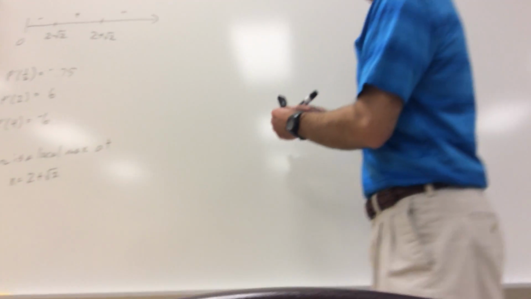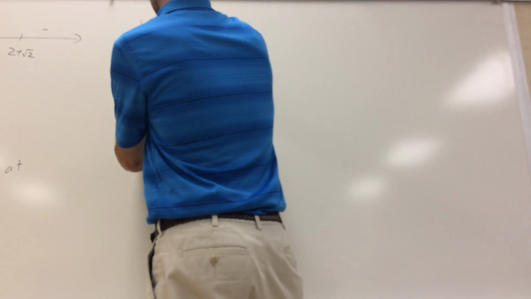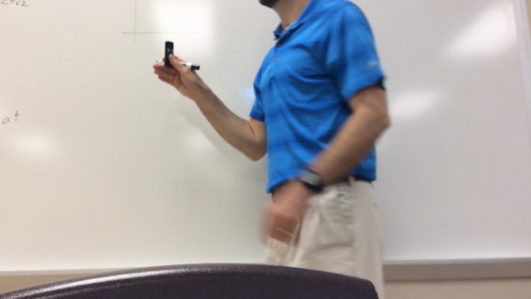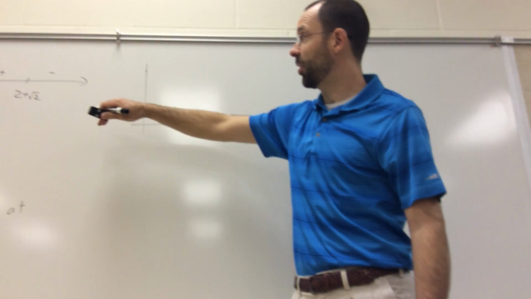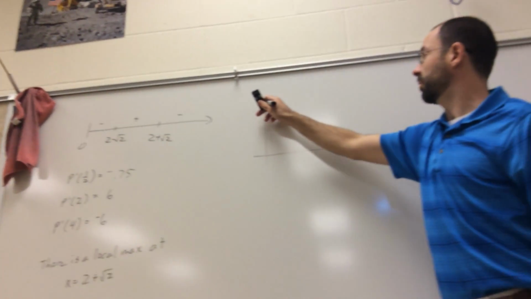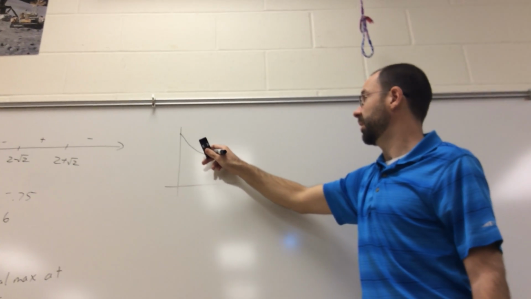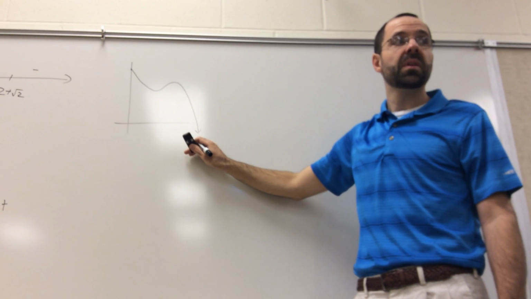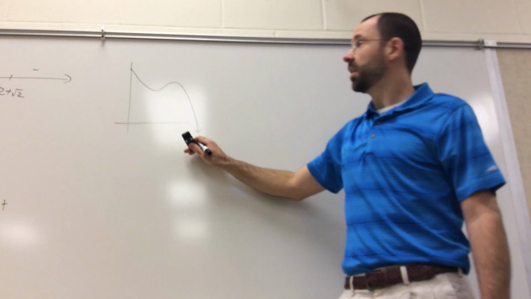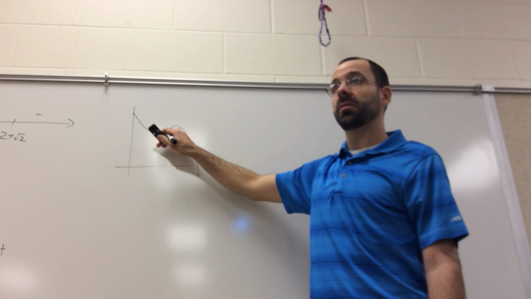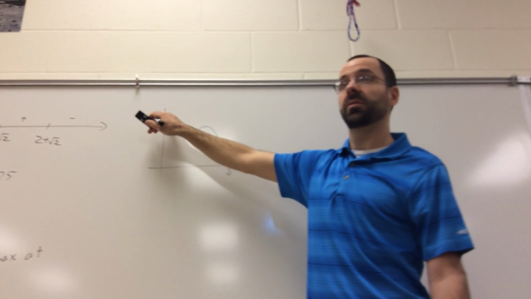Okay, so what could be happening is maybe the graph starts out pretty high, and then it goes down and up and down. So maybe it goes down and then up and then down like this. If that's the scenario, then this is not the absolute max. This is the absolute max.